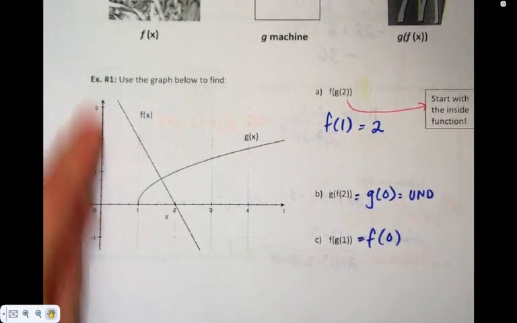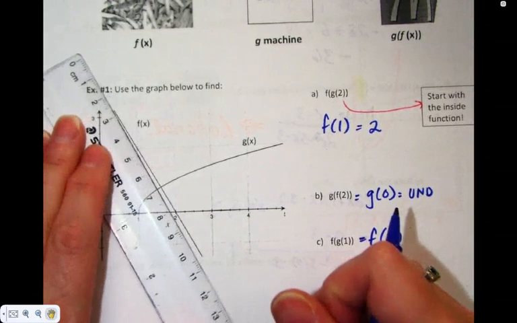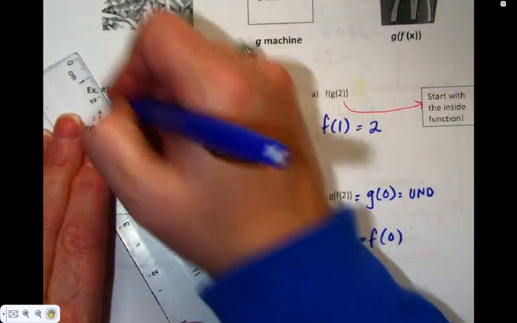What do we do when there's no graph there? Yeah, so we can just extend this line. We know that lines go on forever, so just extend it up.